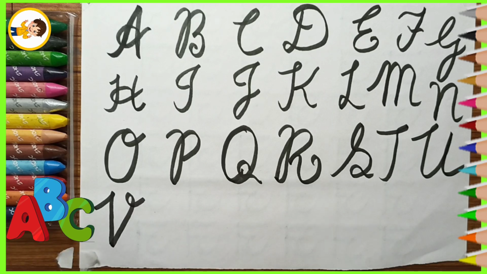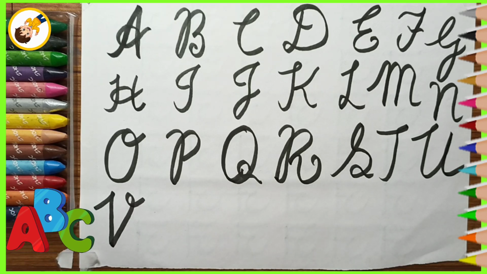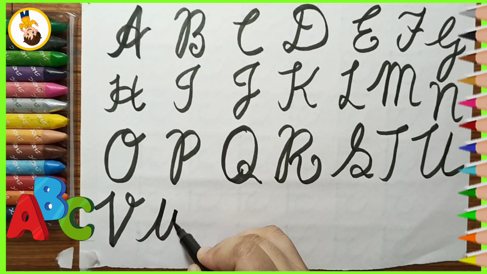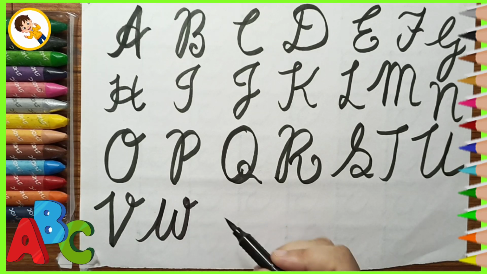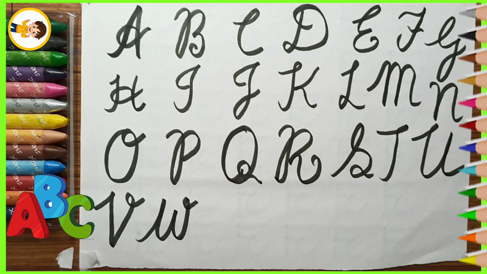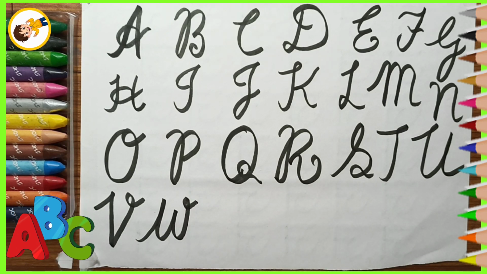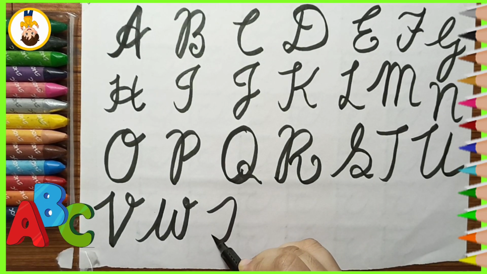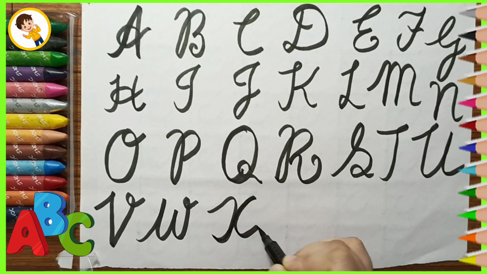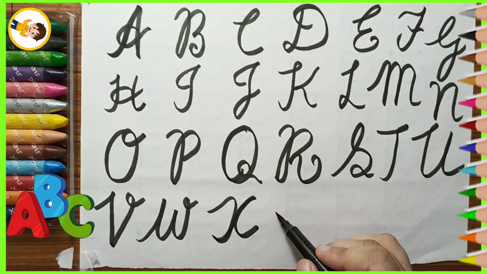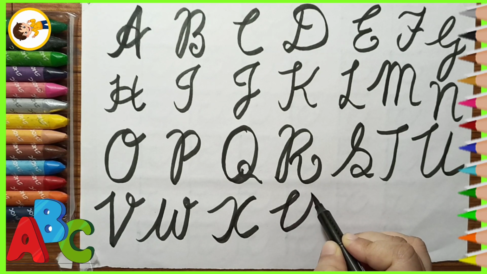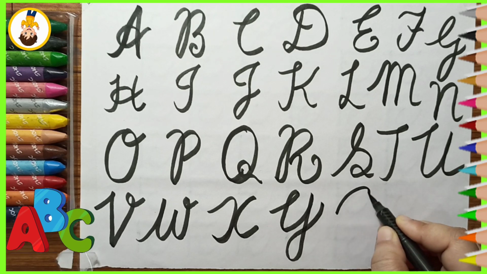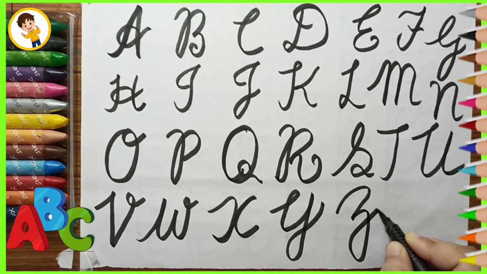V. V for vulture. W. W for watch. X. X for X-ray. Y. Y for York. Z. Z for zebra.